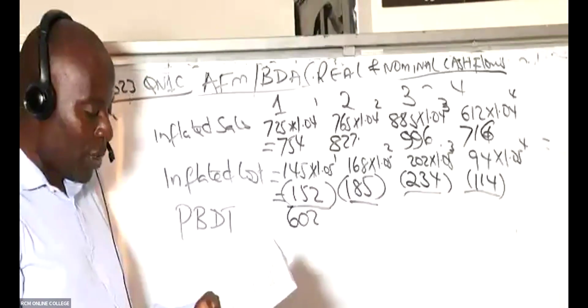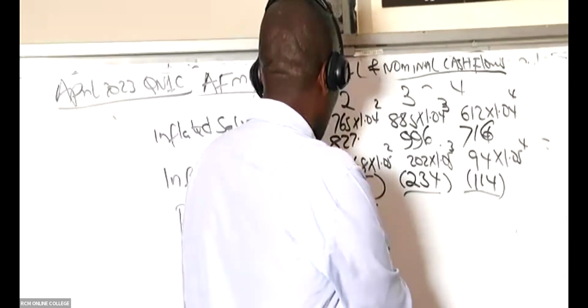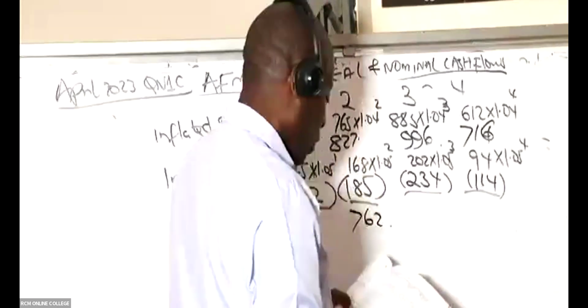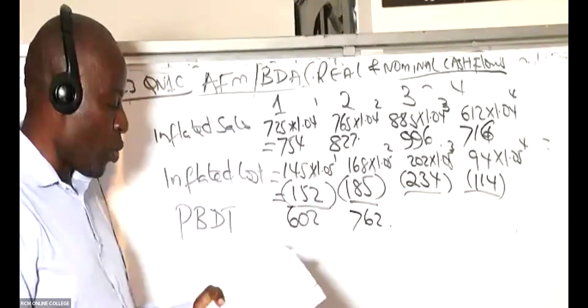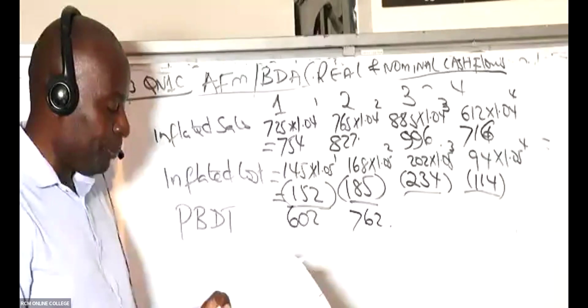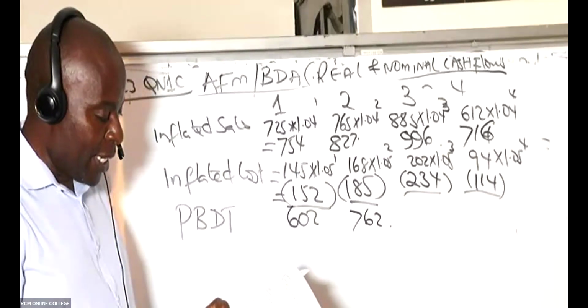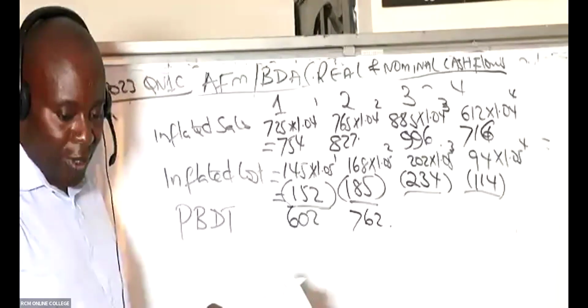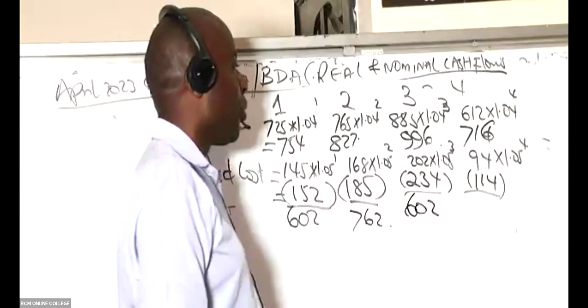762 here. From there, ladies and gentlemen, you move on to the next one. What do we have here as a whole number? The third year, I'm being given a figure of 602. So the third year we have 602, and then we go to the fourth year.